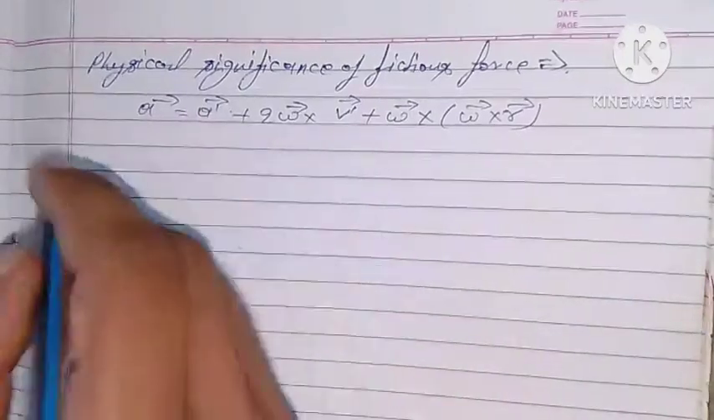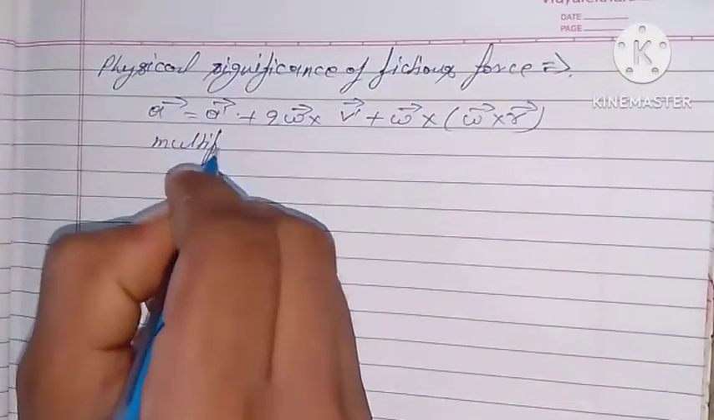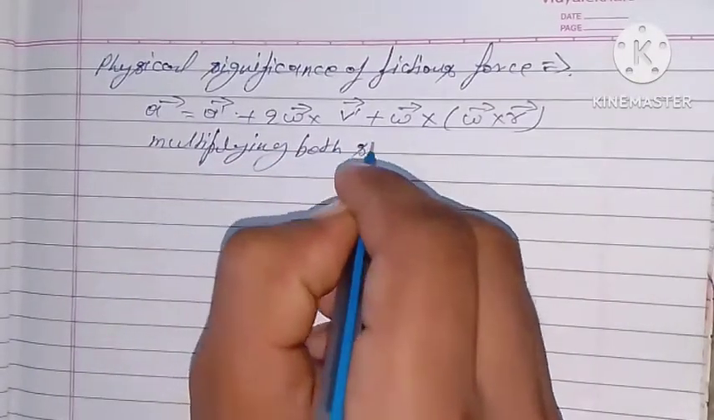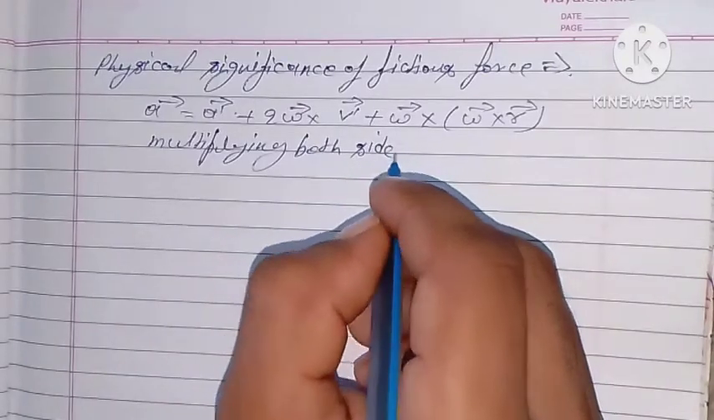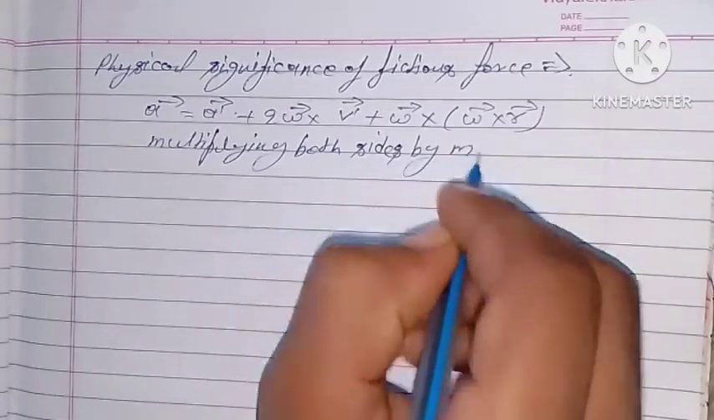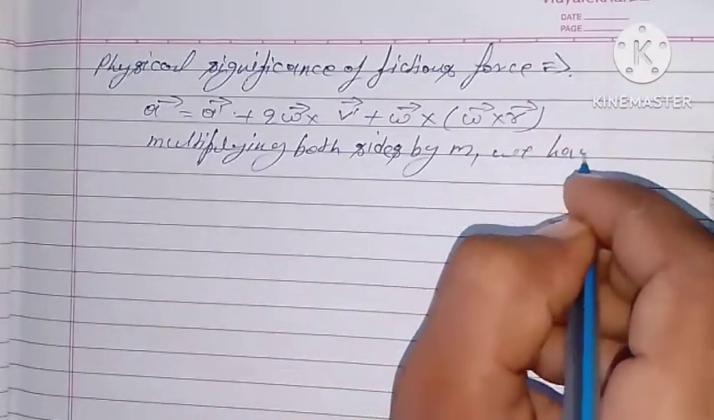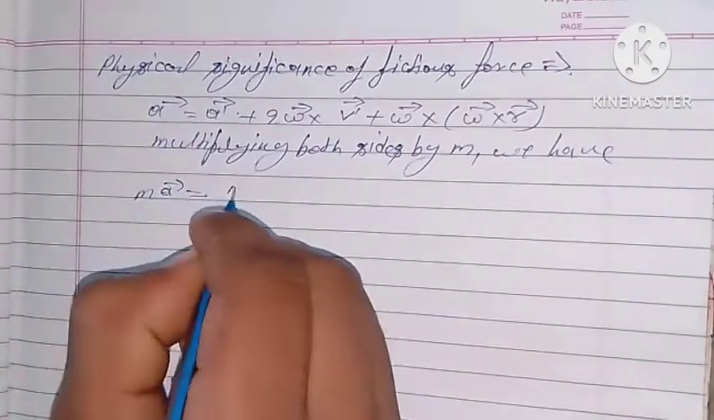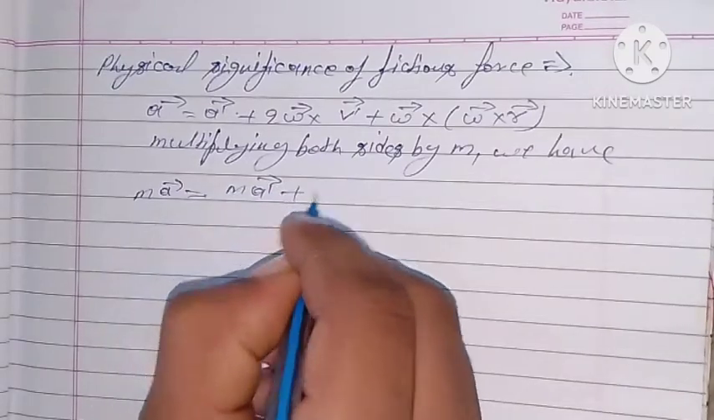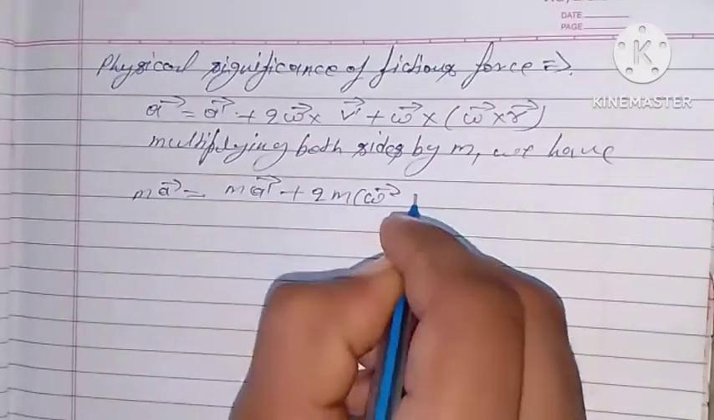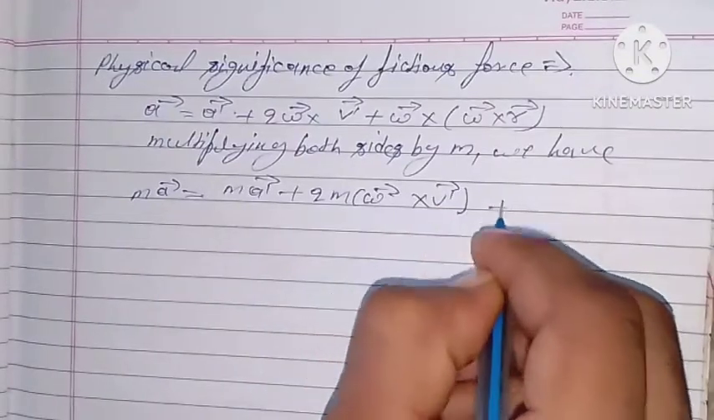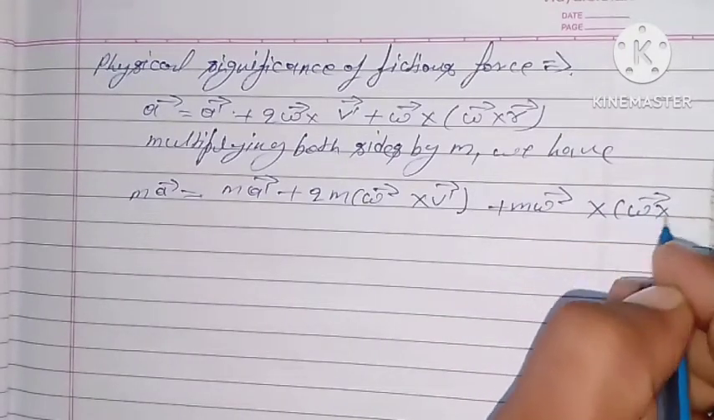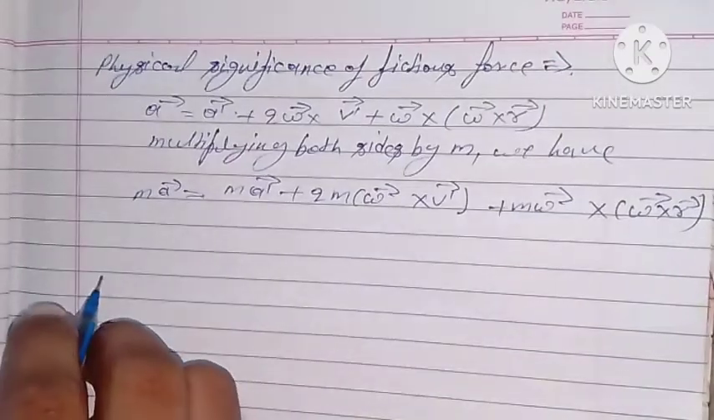Multiplying both sides by m, we have m a vector equals m a dash vector plus 2 m omega vector cross vector v dash plus m omega vector cross vector r.